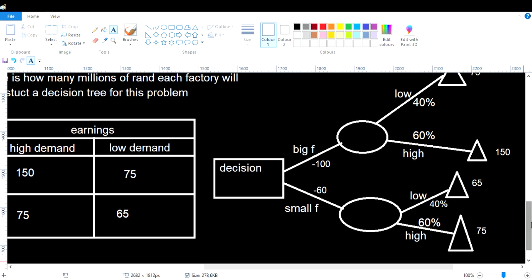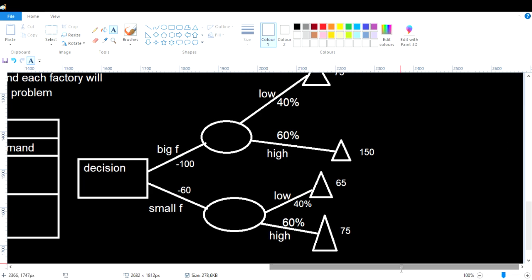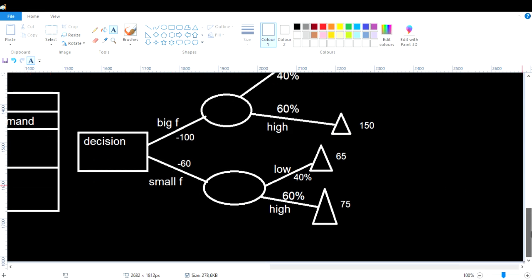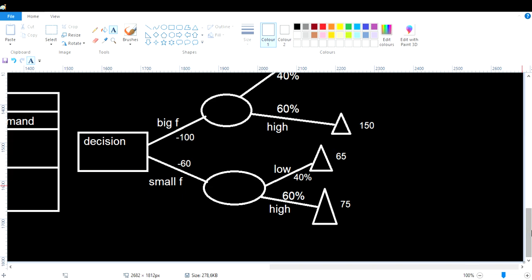Okay, so would you build a big or small factory? Before we answer this question, we have to calculate the expected value. The expected value is going to show us the best option. Then let's calculate the expected value.